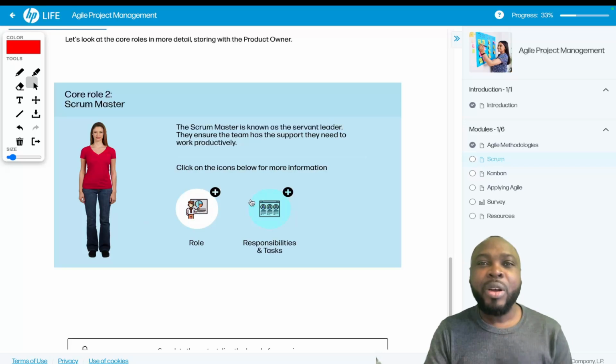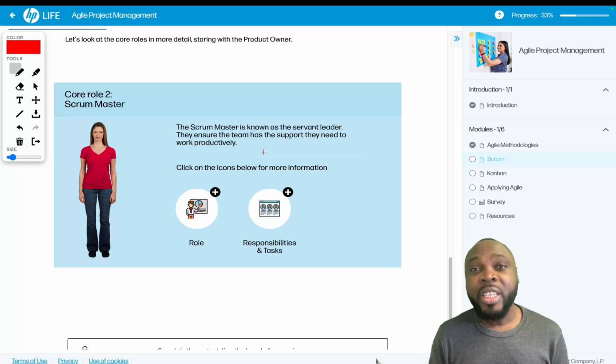Now let's move to the second role, which is the Scrum Master. The Scrum Master is known as a servant leader. They ensure the team has the support they need to work productively and efficiently. So this is one person. Every Scrum team also has one Scrum Master, and he is like the project manager in the Scrum team. So in the Agile environment, you call them Agile project manager. In the traditional environment, you call them project managers. But in the Scrum team, which is an Agile framework, they are called the Scrum Masters.